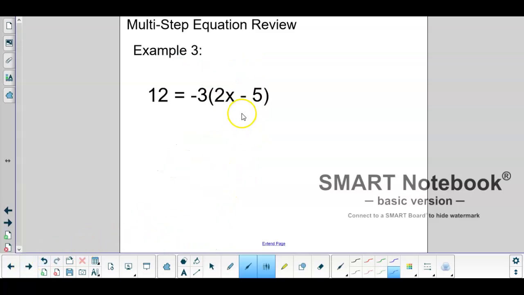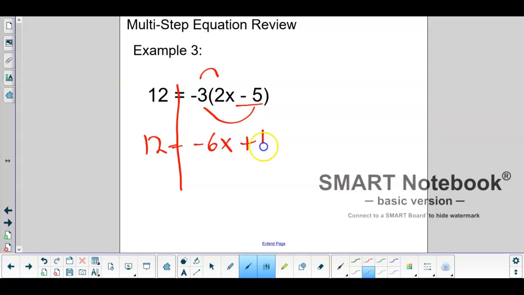My last example for today, again, we just have to be able to set up the problem, this time using the distributive property. So on this right side, I know that I can distribute this negative 3 times the inside of my parentheses. So negative 3 times positive 2x is negative 6x. Negative 3 times negative 5 is going to say 15 in my calculator, so I'm going to write plus 15 to show positive 15.